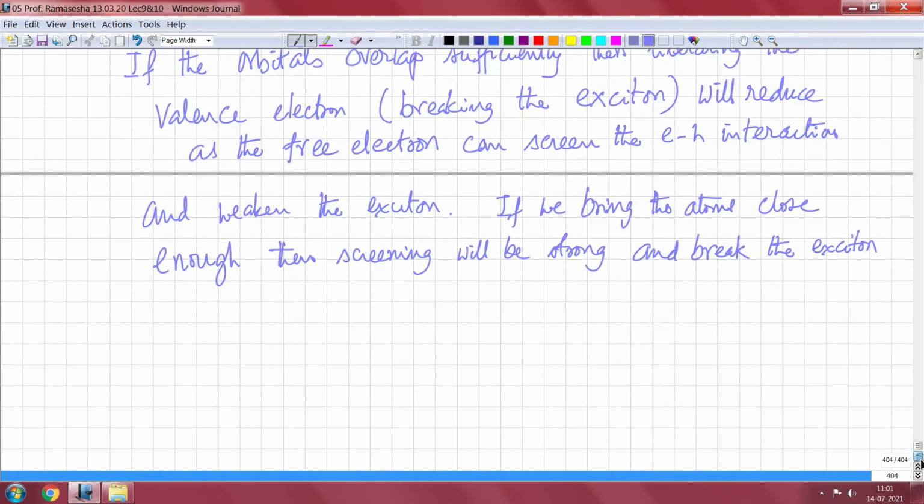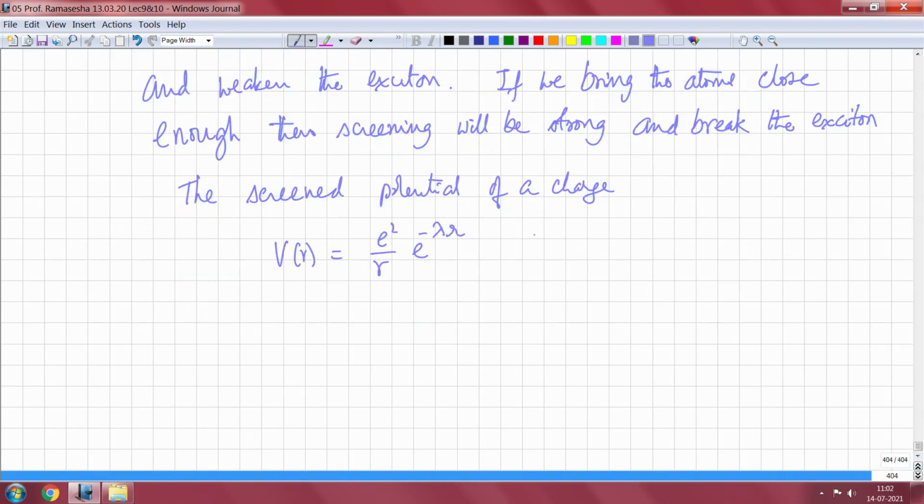Let us see how strong it will be. Okay. So, we know that the screened potential of a charge, we already did this calculation before, is given by V of r is equal to e squared by r e to the minus lambda r, where 1 by lambda is known as the Debye-Hückel screening length. It is a terminology borrowed from electrochemistry.